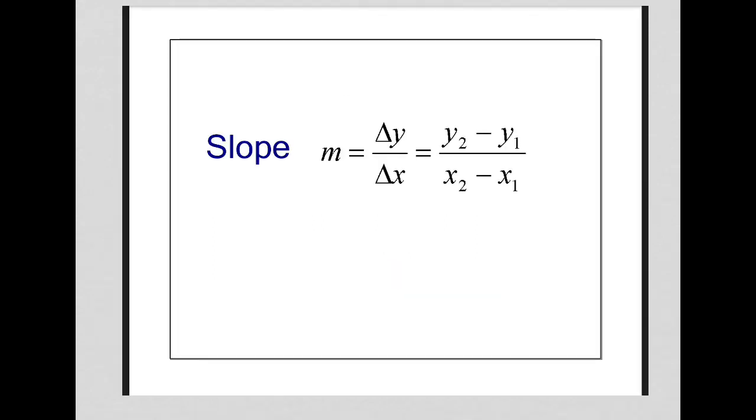We write slope as this lowercase m, and it equals change in y over change in x. That's what that little triangle stands for. It's a delta, and we just say it as change in y over change in x. The actual formula for it is going to be y2, the y-coordinate of your second point, minus the y-coordinate of your first point, over the change in x, which will be the x-coordinate of your second point minus the x-coordinate of your first point.